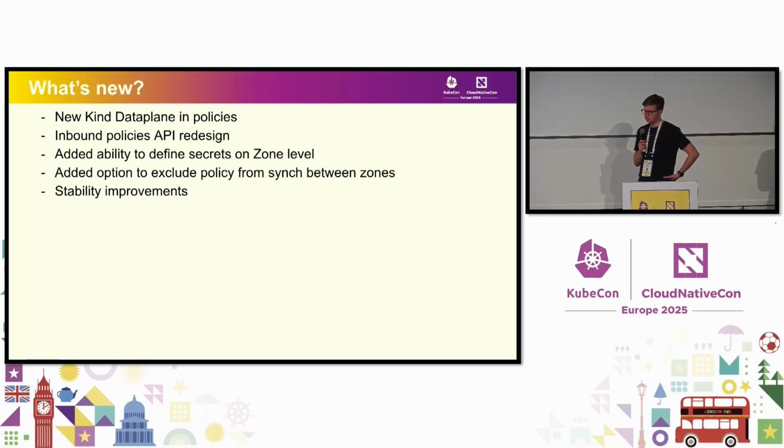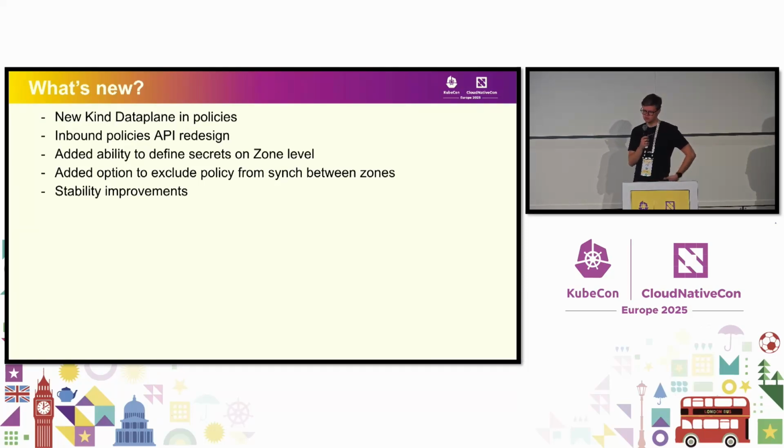So what's actually new since the last KubeCon? We've added new kind data plane in policies. We redesigned inbound policies API. We've added ability to define secrets on zone level. We've added option to exclude policy from sync between zones. And there were a couple of stability improvements.